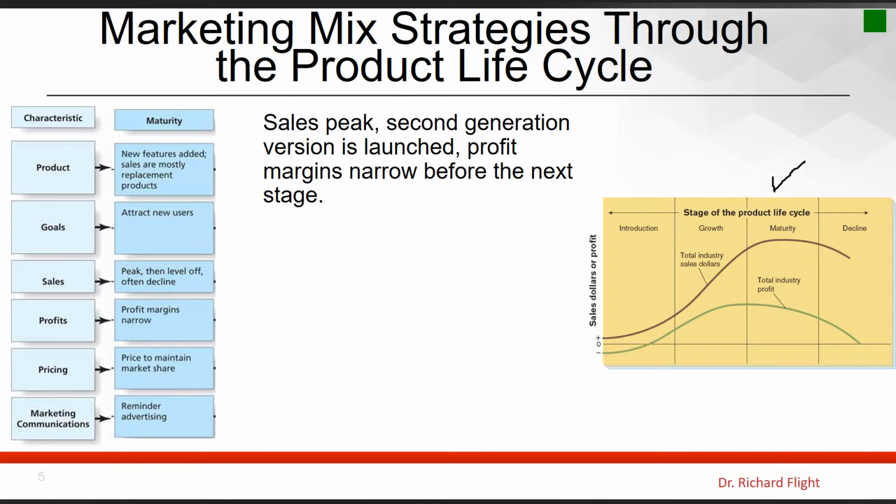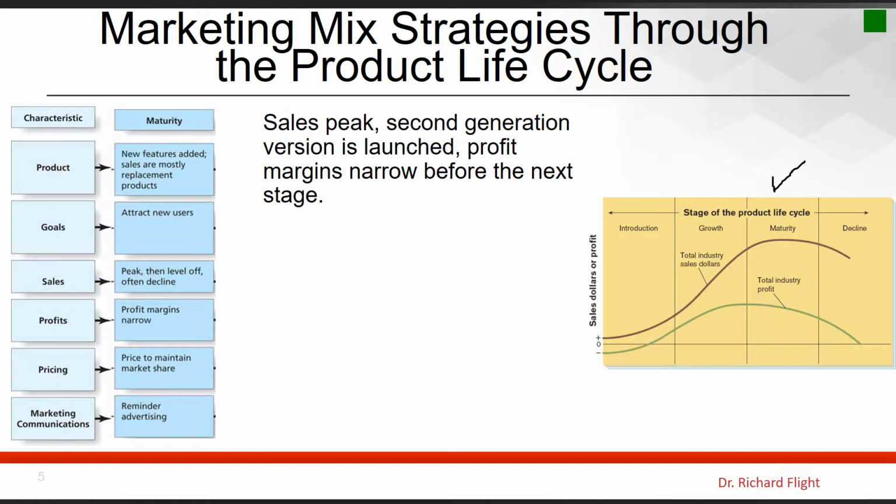We want to begin to add lots of variations or secondary products. We might even do substitute products that are going to be cannibalistic, where we offer a new generation, maybe another service.